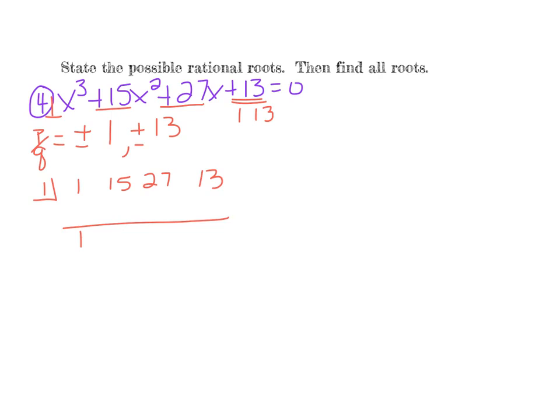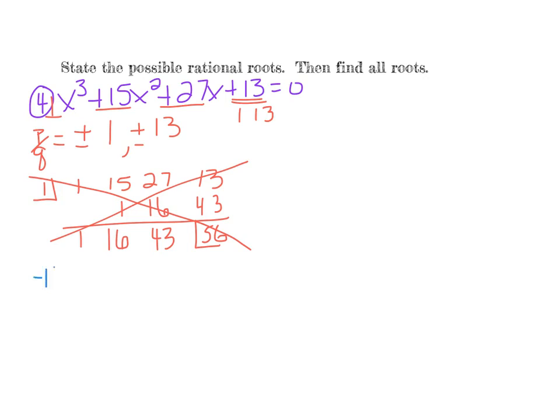Bring down the 1. 1 times 1 is 1. That gives me 16 times 1 is 16. Add to get 43. Times 1 is 43. Add to get 56. So, did I get a remainder of 0? No. That means 1 is not one of my zeros. It does not work. I have to try another one.